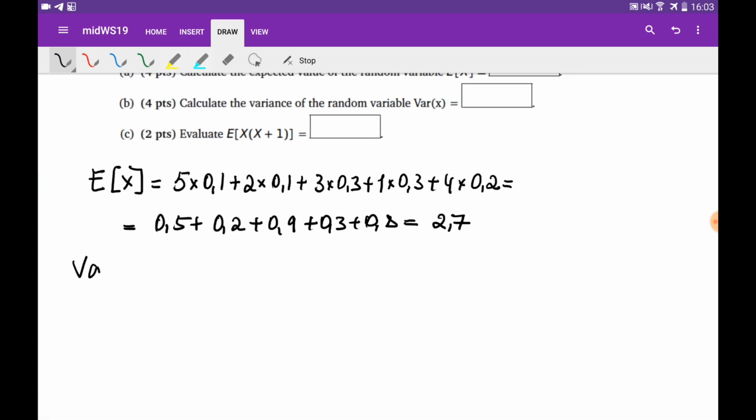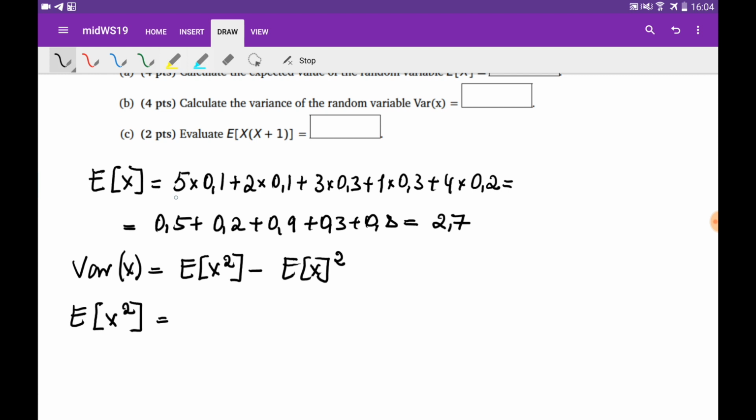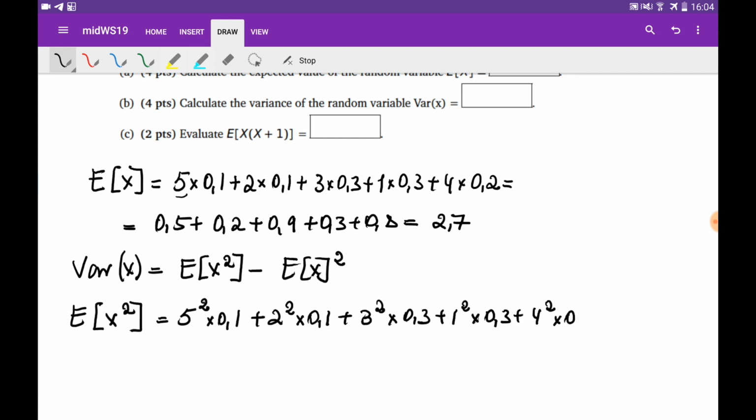So the variance of this random variable is found using the formula E of x squared minus E of x in the square. Please note that we can find the expected value of the new variable x squared by squaring the values of x and multiplying this by the same probability. So basically 5 in the square multiplied by the probability of x. It's going to be 5 in the square multiplied by 0.1 plus 2 in the square multiplied by 0.1 plus 3 in the square multiplied by 0.3 plus 1 in the square multiplied by 0.3 plus 4 in the square multiplied by 0.2.